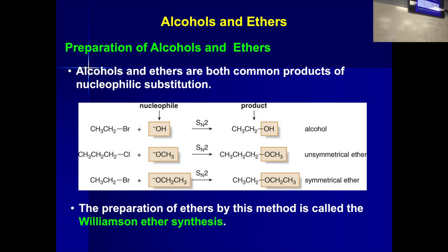We can also make ethers this way, where we take an alkyl halide and what's called an alkoxide. So this was hydroxide for the hydrogen. This has an alkyl group attached to the oxygen, so alkoxide. Same type of mechanism, right? How would you name that alkyl halide?